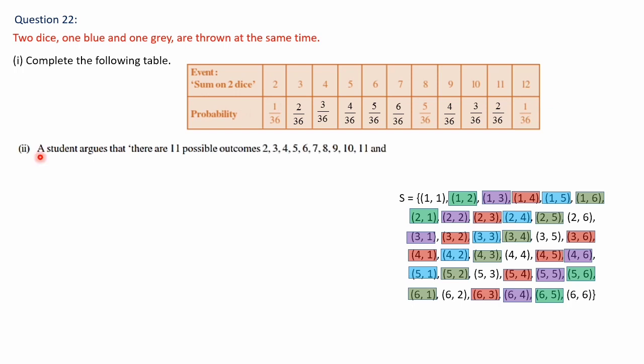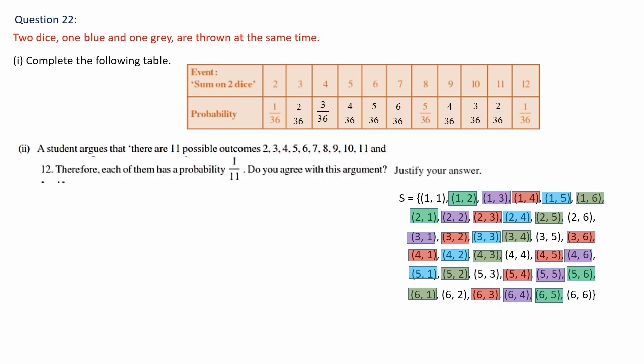Next, a student argues that there are 11 possible outcomes 2 3 4 5 6 7 8 9 10 11 and 12. Therefore each of them has a probability 1 by 11. Do you agree with this argument? Justify your answer. Means each of them has the probability 1 by 11. There are 11 outcomes, because of that each of them are having probability 1 by 11.